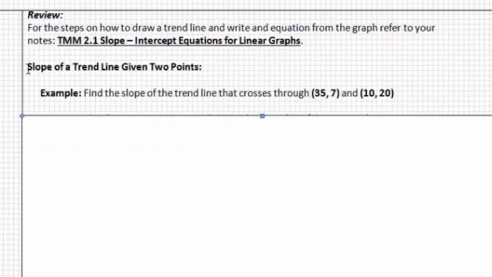So how do we find the slope of a trend line given 2 points? Here's our example. We're being asked to find the slope of the trend line that crosses through the points (35, 7) and (10, 20). Up until now, when given a problem like this, I've told you to just graph those 2 points onto an XY axis, and then go through the steps like I showed you in these notes here to find the slope and write the equation. But there is a formula for it. So we're going to go through those steps here.